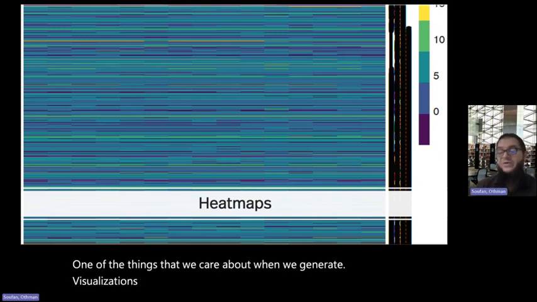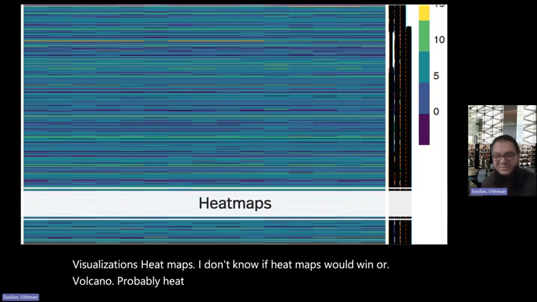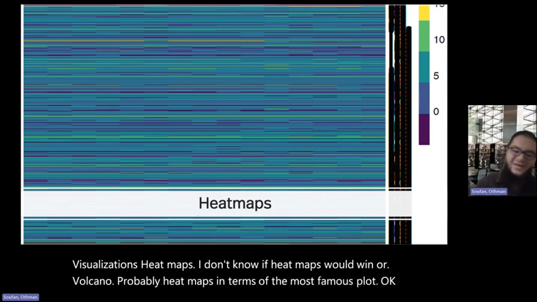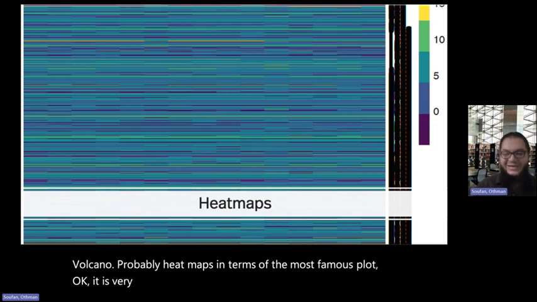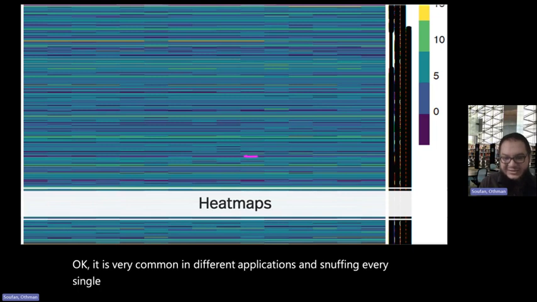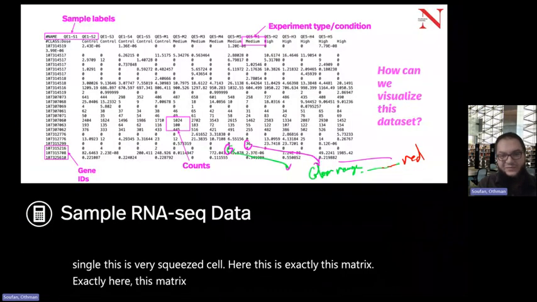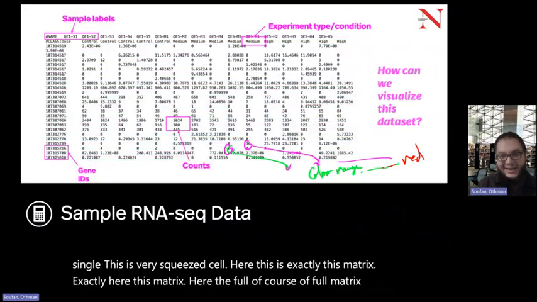Heat maps, I don't know if heat maps would win or volcano plots. Probably heat maps in terms of the most famous plot. It is very common in different applications. Every single cell here, this very squeezed cell, is exactly this matrix exactly here. The full matrix is again exactly here.